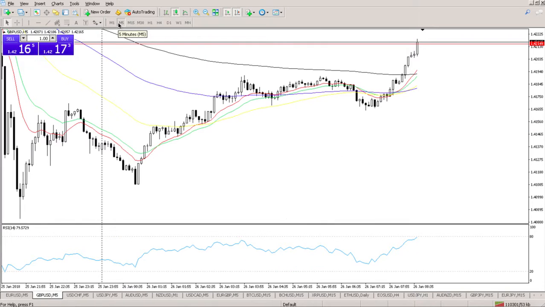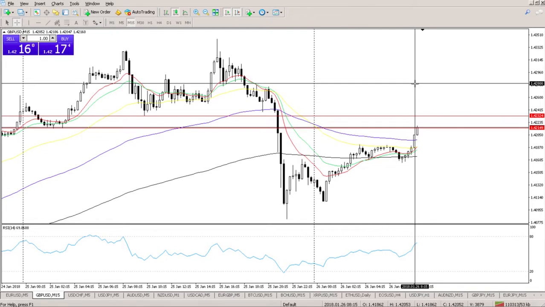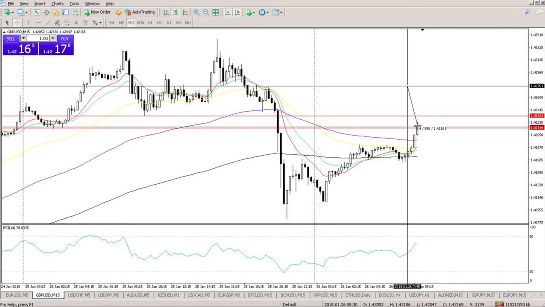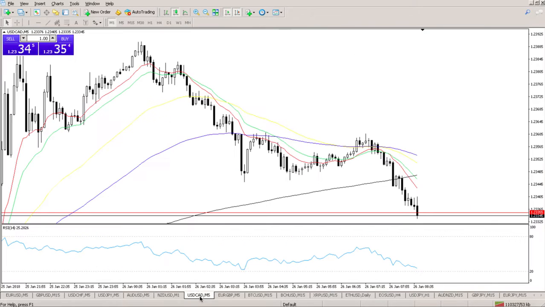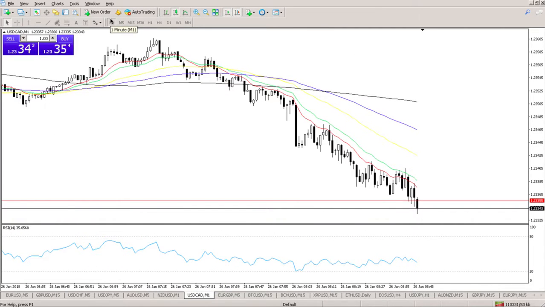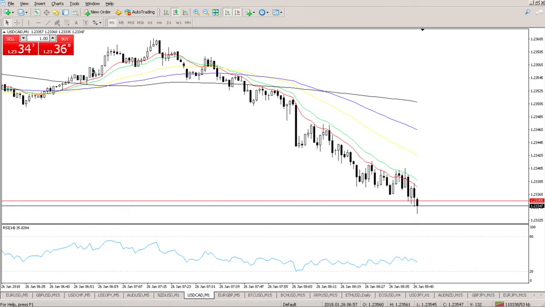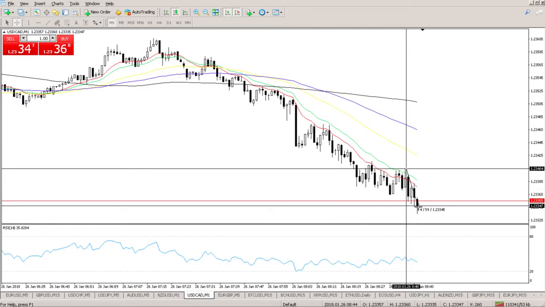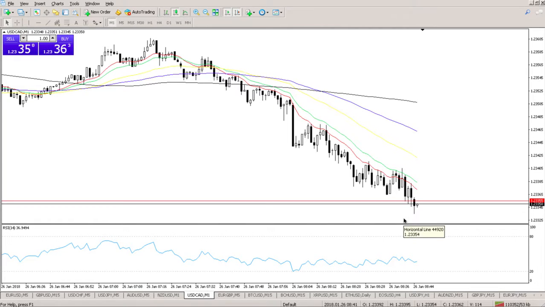GBP/USD is rising. I guess it's going to make a very strong stop hunt like here. We are like 60 pips away from here. Okay, so maybe 13 pips, and so you might see another 5 to 10 pips drop from here. Let's observe this pair.